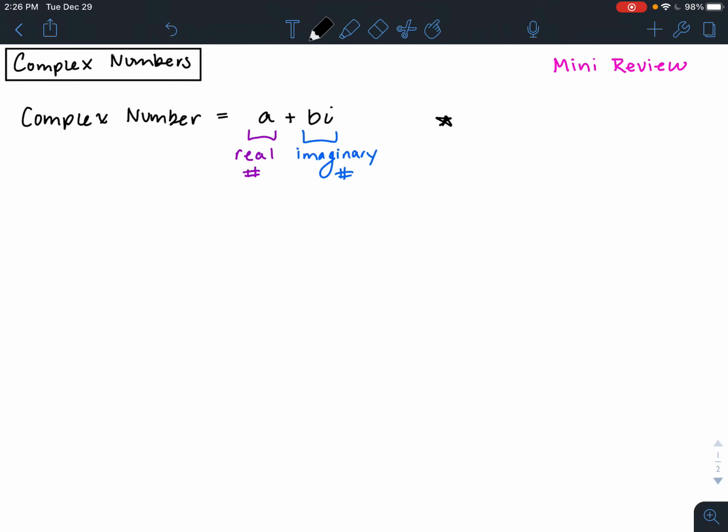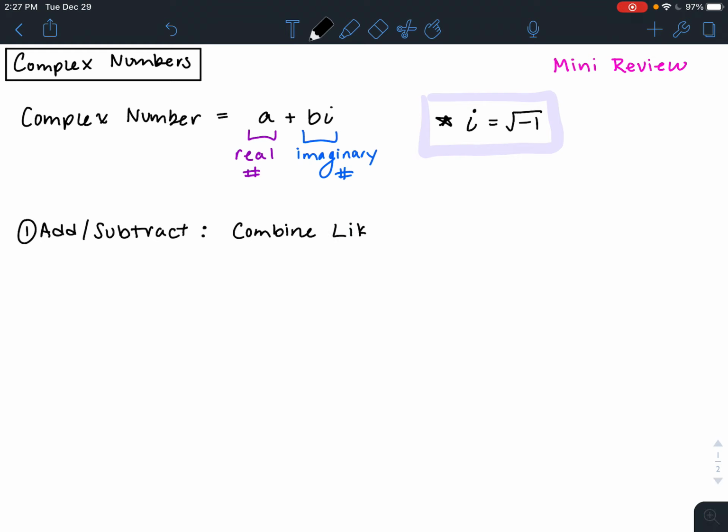So some important things to remember is that i is equal to the square root of -1. That's our most basic thing that we really need to know about complex numbers because that pops up a lot. So we have some different skills. The first skill that we're going to look at is we're going to just add and subtract some complex numbers. I'm only going to do one example for each skill that I look at today. So when you're adding and subtracting complex numbers, your key term there is you want to combine your like terms.